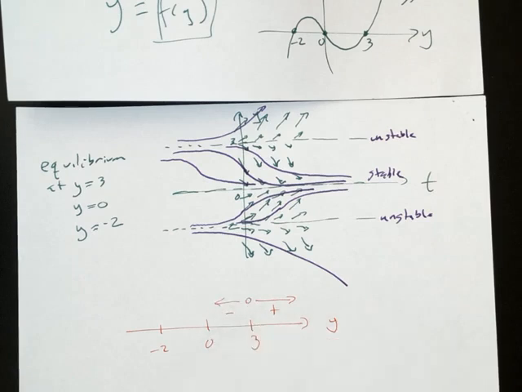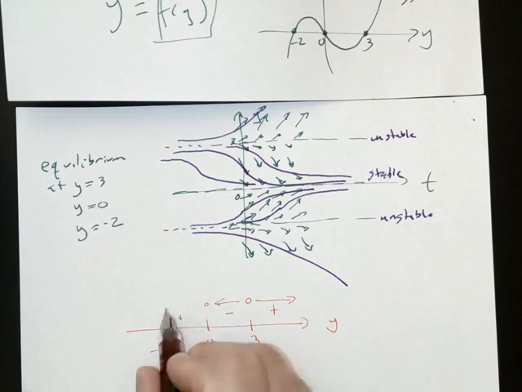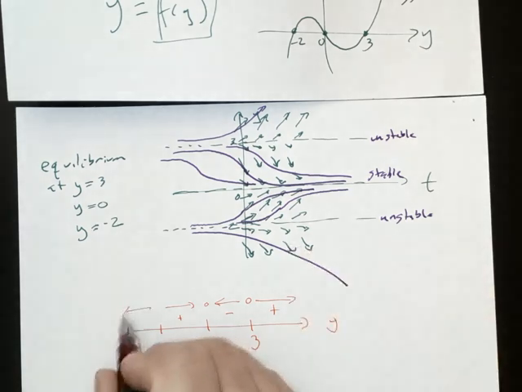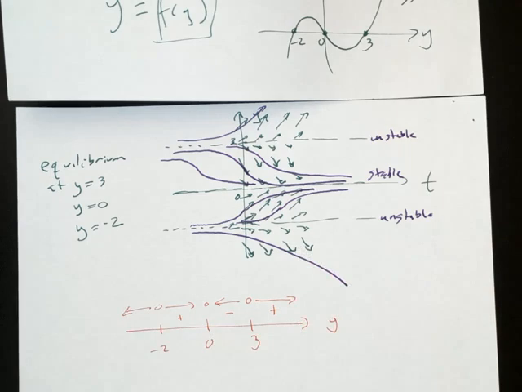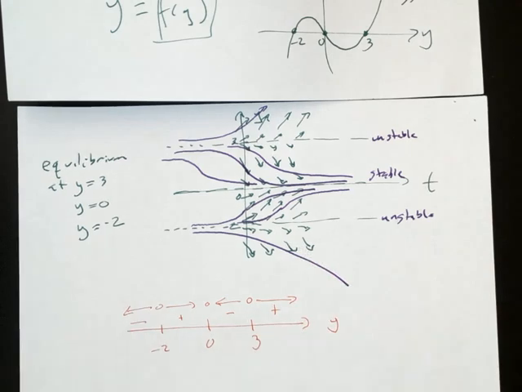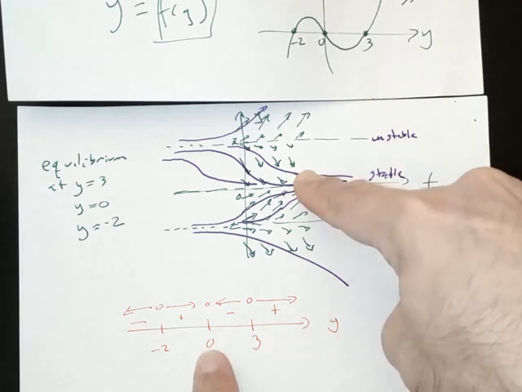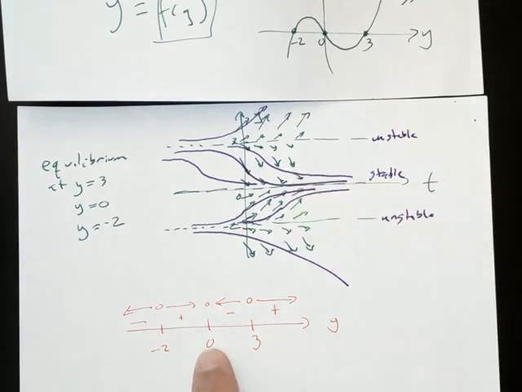Hey, wait a minute. I'm going away from that spot, aren't I? That must be unstable. Here's this spot between -2 and 0. I'm positive. I'm going this way. That must be stable. Under -2, I'm negative. This must be unstable. All I really did in this picture is turn this one sideways.